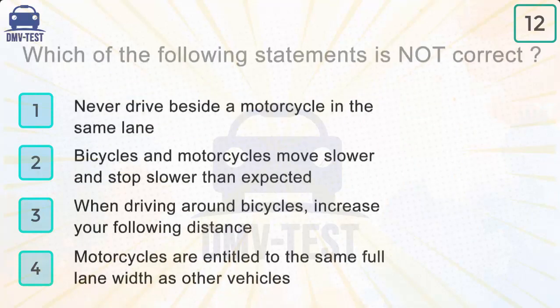Which of the following statements is not correct? Never drive beside a motorcycle in the same lane. Bicycles and motorcycles move slower and stop slower than expected. When driving around bicycles, increase your following distance. Motorcycles are entitled to the same full lane width as other vehicles.